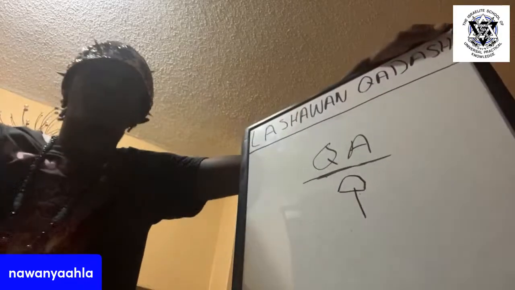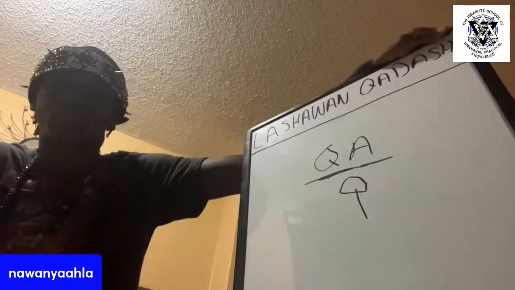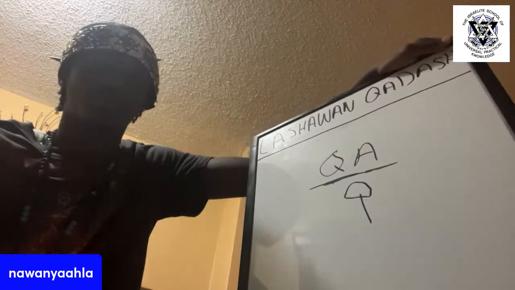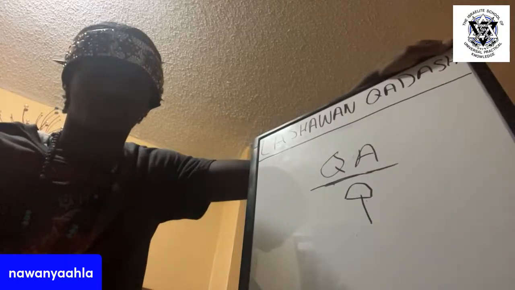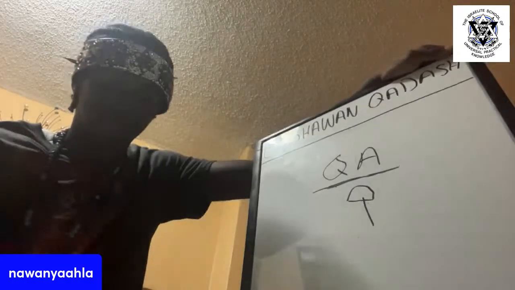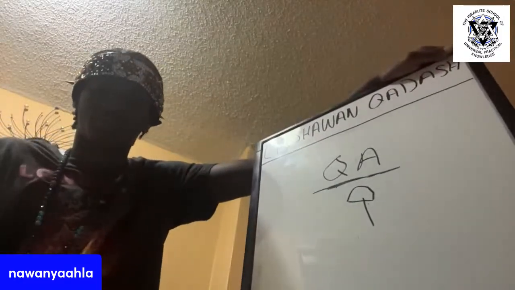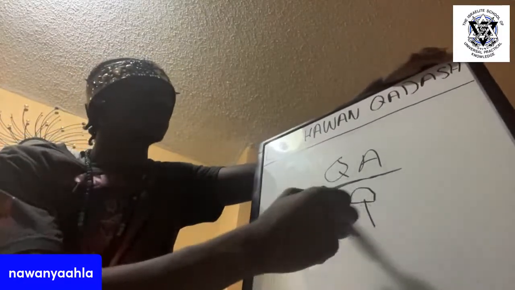Qua in the Paleo Hebrew. Is it right here? It's the Qua. Qua in Paleo Hebrew. Next up is the Ra.